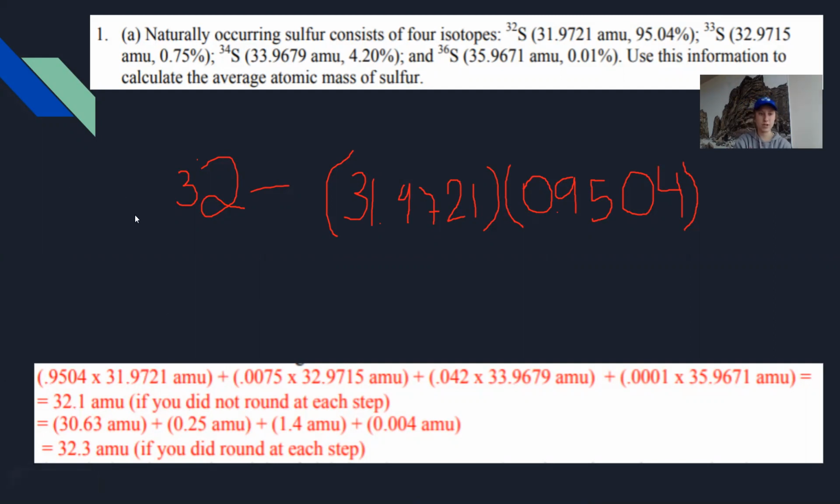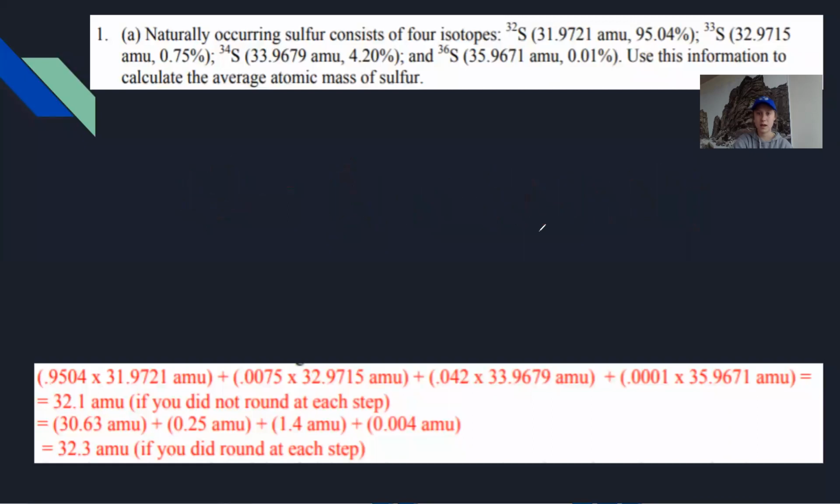And then you should get 32.06 if you took it all out all the way. And if you check on the periodic table, mine is super bright, it's 32.06, which is 32.1. So you did it right. Yay. Okay.